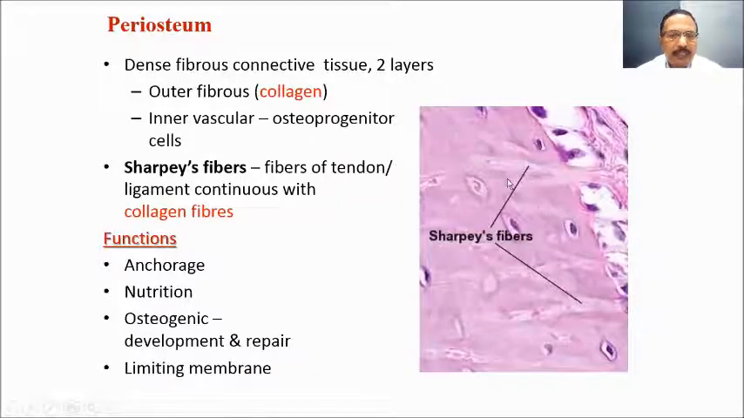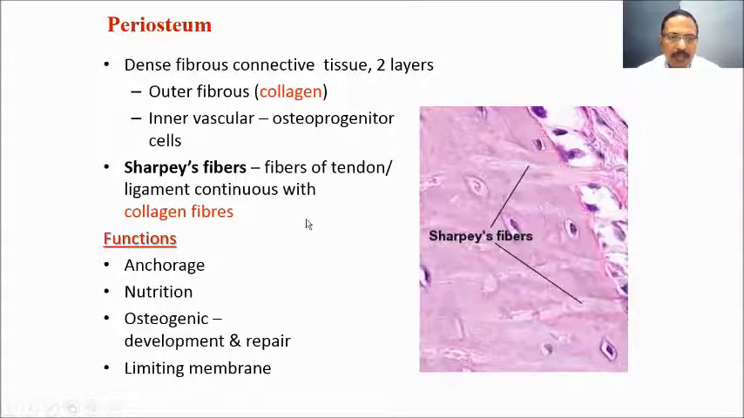You can see here in this slide, there are some structures attached, which can be a muscle or something, but from their attachment area we can see some fibers entering into the bone tissue. These are called the Sharpey's fibers. So, periosteum, as I said, has two layers, the outer fibrous layer and the inner osteoprogenitor layer or the cellular layer. And they will provide the anchorage of various muscles or ligaments and other tissues.